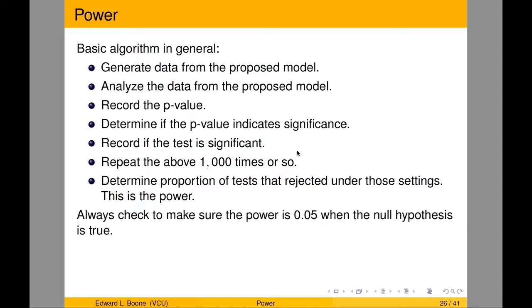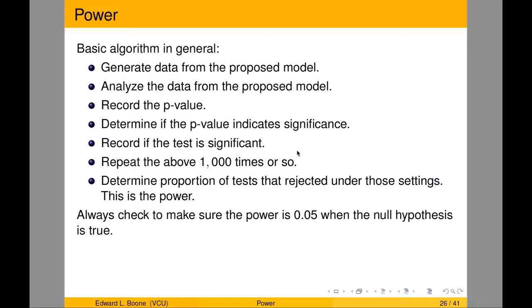All right, so here's how we're going to do power in general, and this works in just about all cases. Generate data from the proposed model. Analyze the data from the proposed model. Record the p-value, determine the p-value to indicate significance, record if the test is significant. Repeat the above 1,000 times or so, and determine the proportion of tests that rejected under those settings. This is the power.